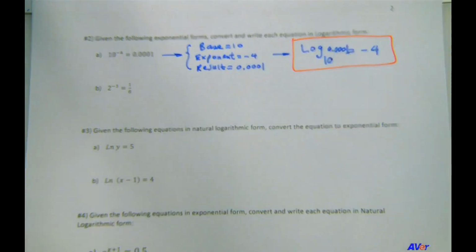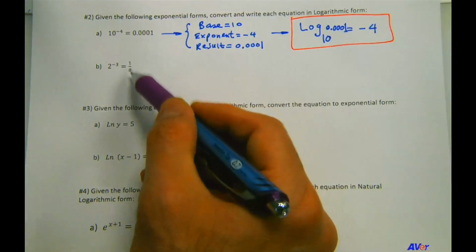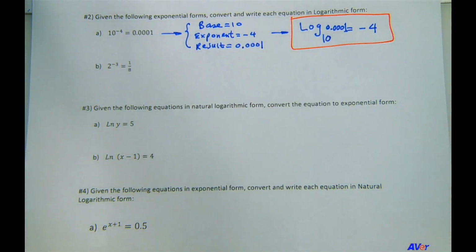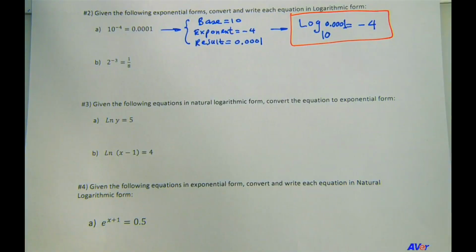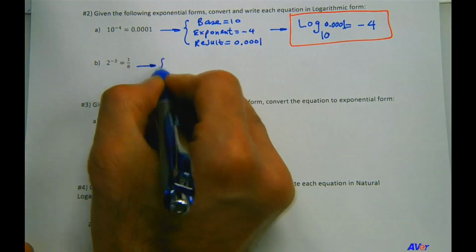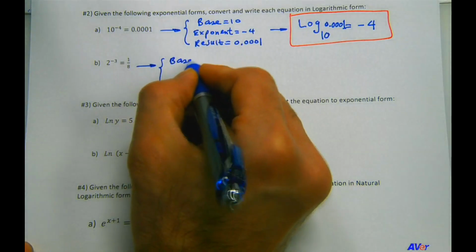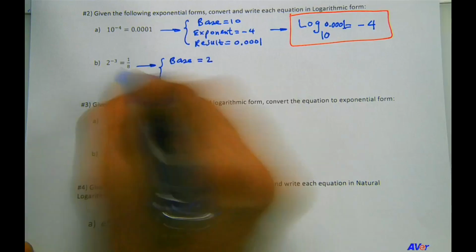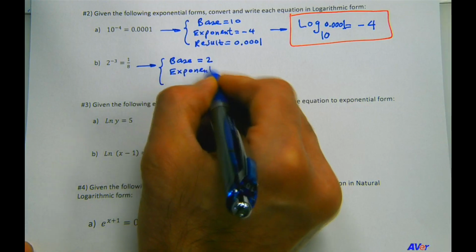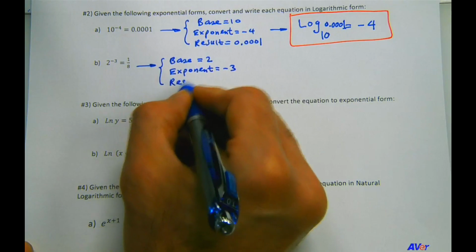So that is a translation of this exponential form into logarithmic form. If you haven't done this already, please pause the video, complete the answer to this one, and then come back to the video again. Okay, so I'm assuming you've done that, and now you're back. So let's once again break this up into its different components. The base is 2. The exponent is -3. And the result is 1/8.